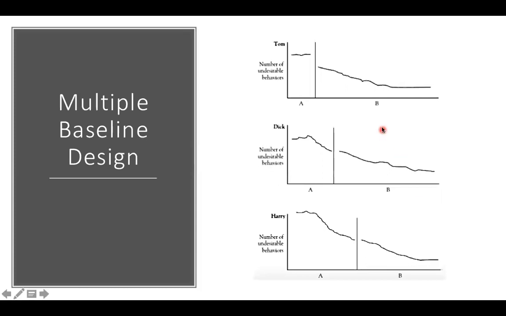However, what we don't want to see is situations like this, where we have a generalization effect, where the moment Tom's intervention is applied, it doesn't matter if Dick and Harry have gotten their intervention, they start declining at the same time Tom is declining. There's a decline in the three of them at the same time, regardless of when they got their own intervention. This is called generalization effect.